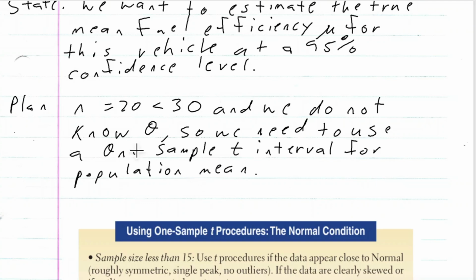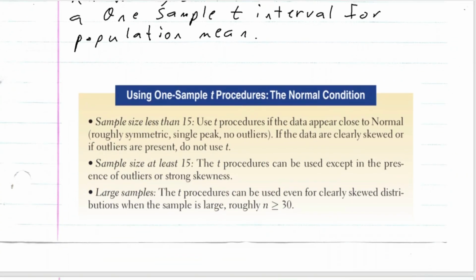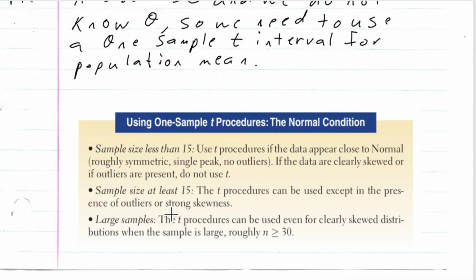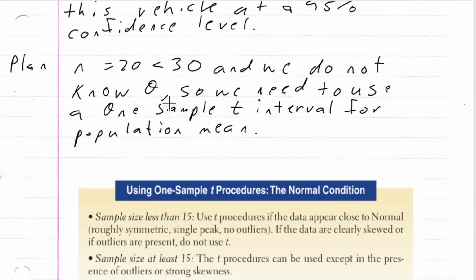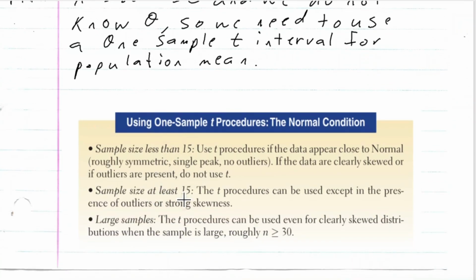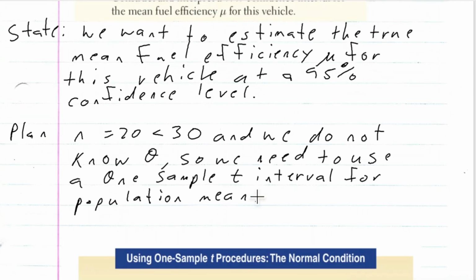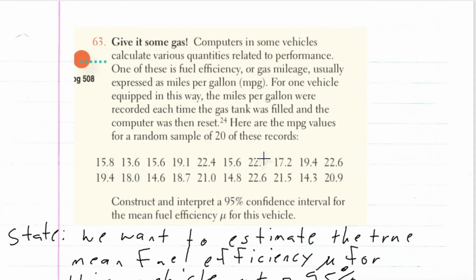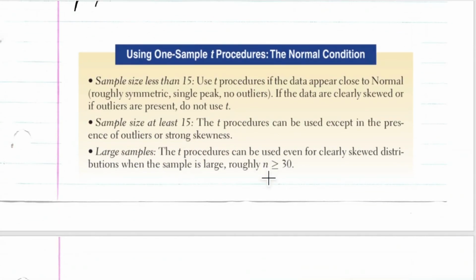And I have here a little thing from your book. We can use the one sample t interval if sample size is at least 15. The t procedure can be used except in the presence of outliers or strong skewness. So we can see that we do fit that criteria. It's at least 15, but when it's in this category here, we need to test if the sample distribution has strong skewness or outliers.